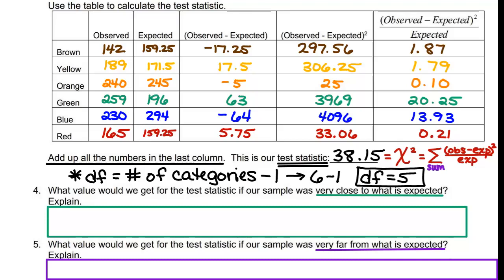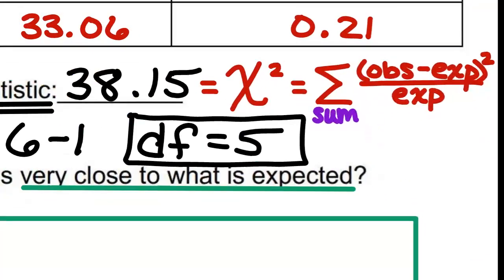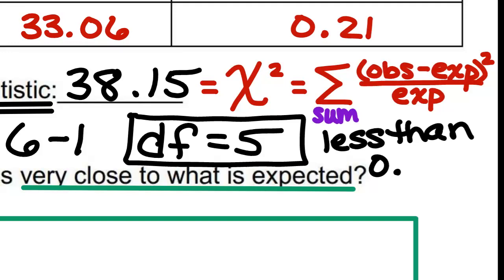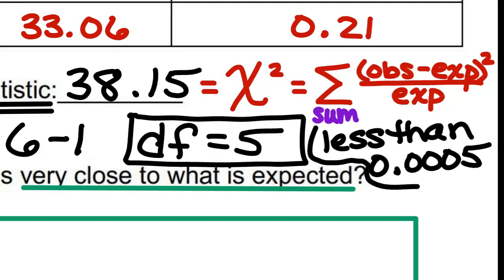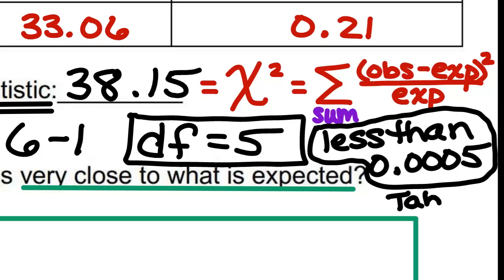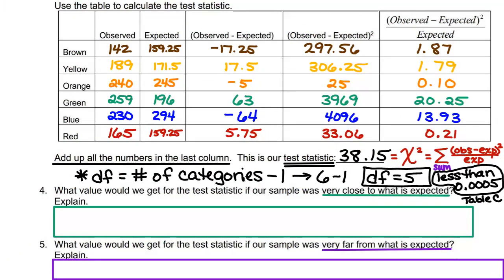With 5 degrees of freedom, we are less than 0.0005. We got that from table C. There is a way to do this on your calculator. I will show you guys how to do a chi-squared on your calculator. You can also always use table C, like we just did here.